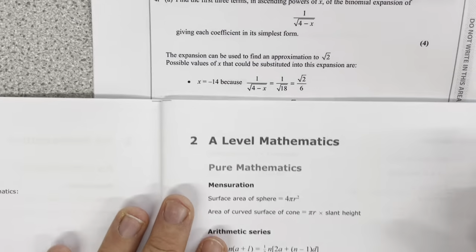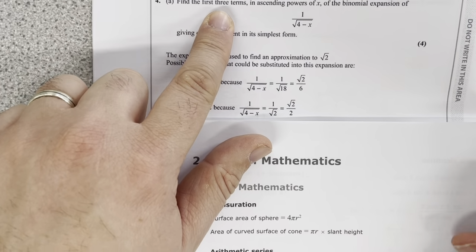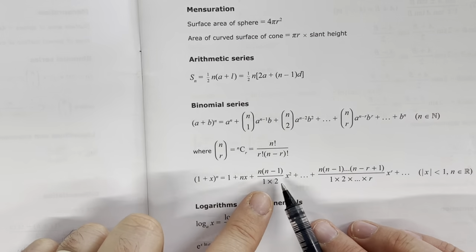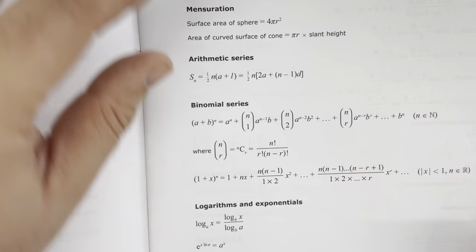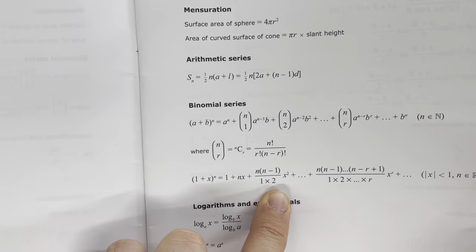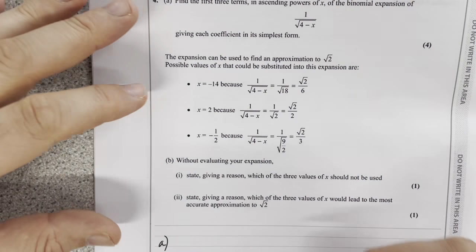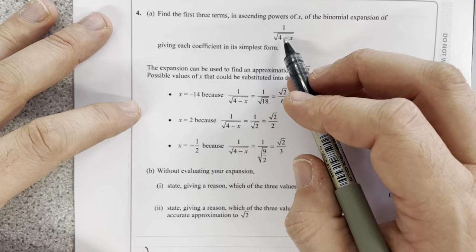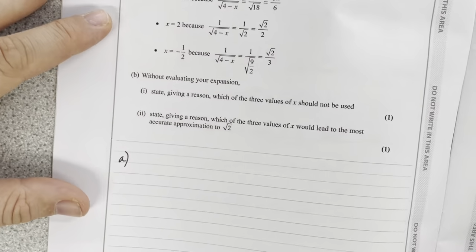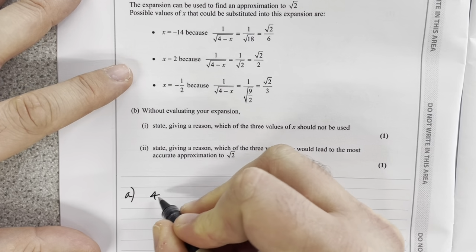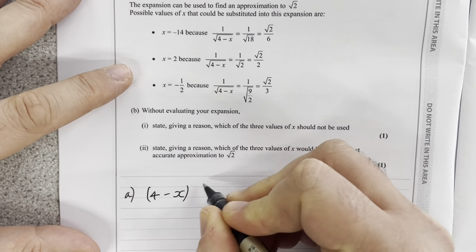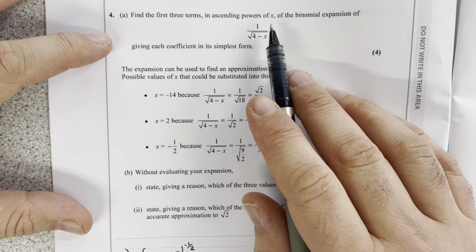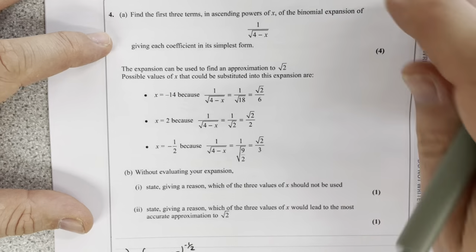Okay, now how far do we need to go? First 3 terms. So that means we're going to have the constant term, the linear term, and the quadratic term. So we're going to use those 3 terms there in our formula. First things first, we need to write this thing as a single power. So we're going to get 4 minus x to the power of negative 1/2. Negative because it's 1 over, and 1/2 because it's the square root.